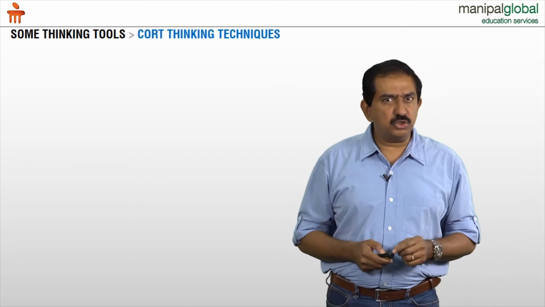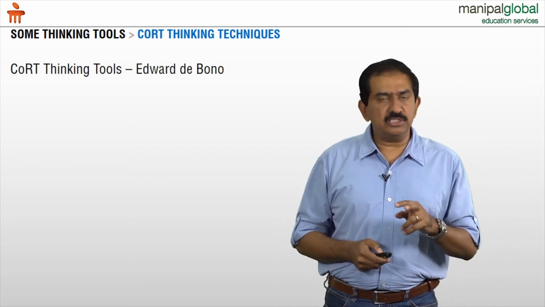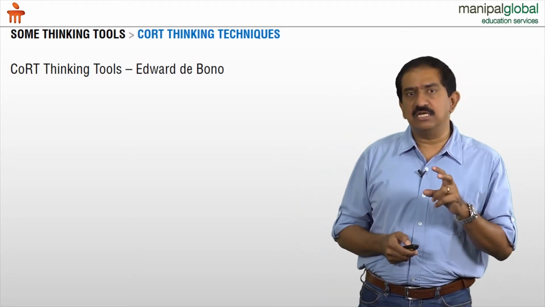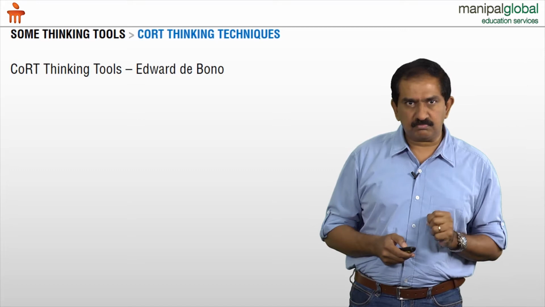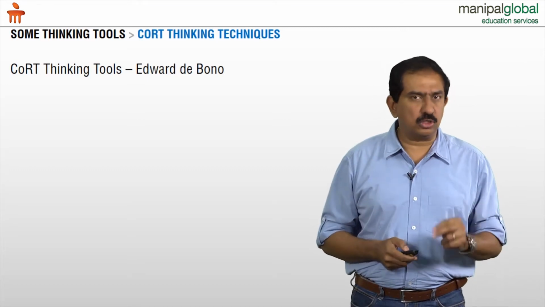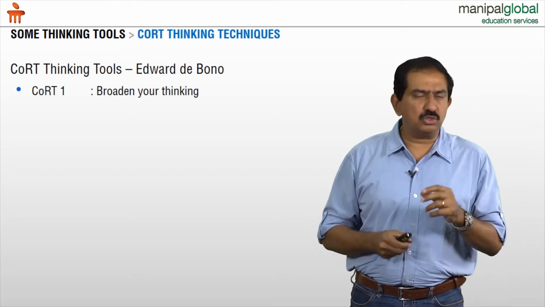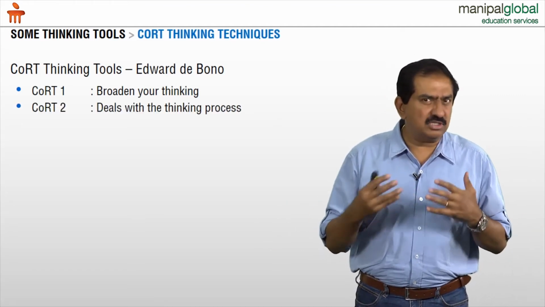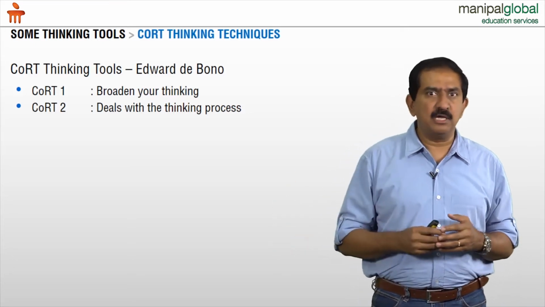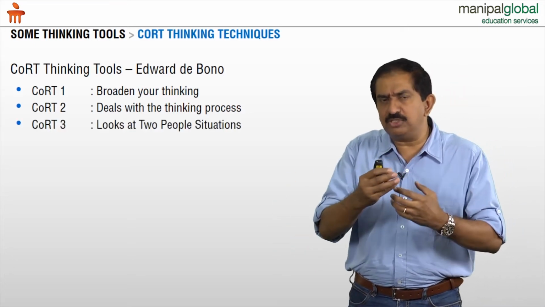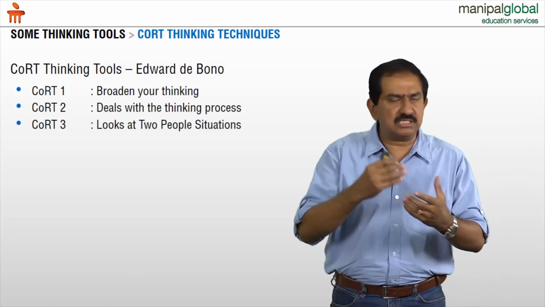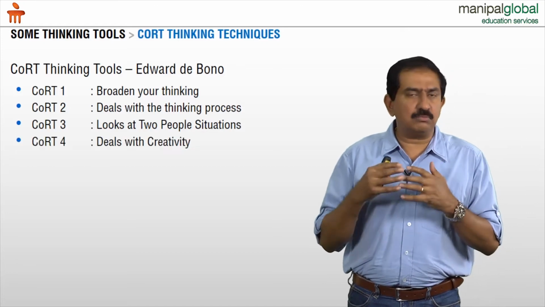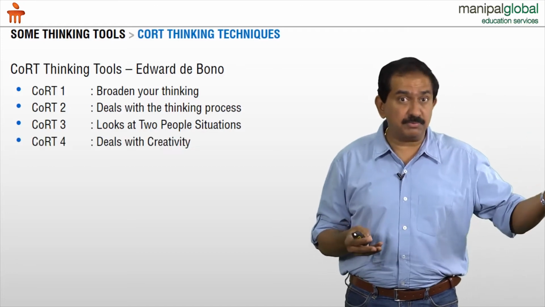From the CORT Institute itself, Edward de Bono worked with professors at the Cambridge University to come up with 6 layers of thinking. He called them CORT 1 to CORT 6. And CORT 1 talks about techniques to broaden your thinking. CORT 2 talks about dealing with the thinking process itself. CORT 3 is about looking at two people situation. When you and one other person are discussing, debating and addressing an issue, how should you go about this? CORT 4 is about dealing with creativity, of which mind map is one technique.